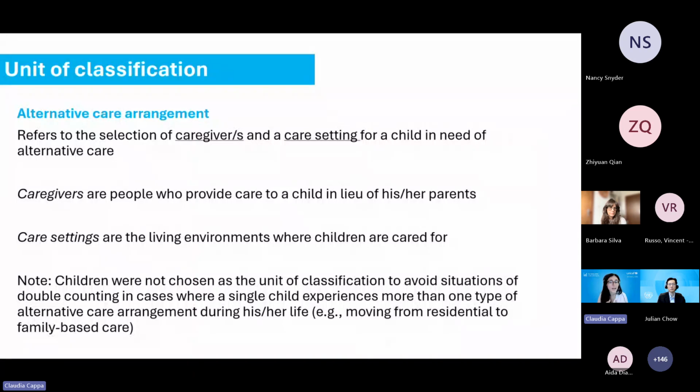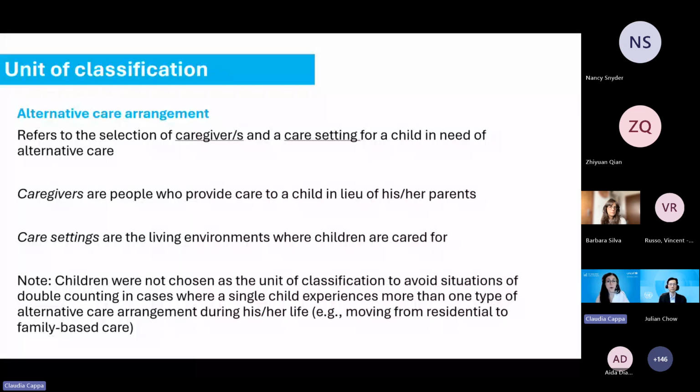The alternative care arrangement refers to the selection of caregivers and a care setting for a child in need of alternative care. Then we further go down the road by defining caregivers and care settings, because these are the two elements that are critical to define the parameters of an alternative care arrangement. One thing that I also wanted to mention is that the classification also defines the parameters and boundaries of what is included and what is not, but obviously this requires much more conversation, and the classification is up on the website of the Statistical Commission where it can be accessed in its draft form.